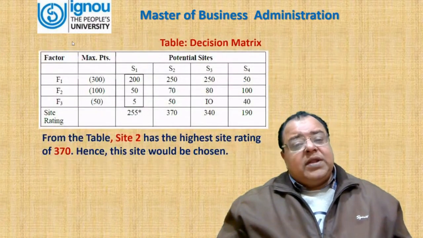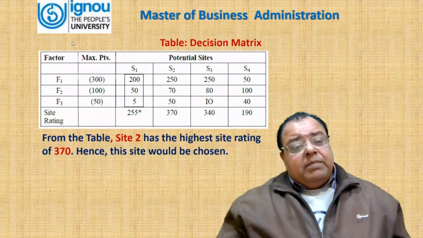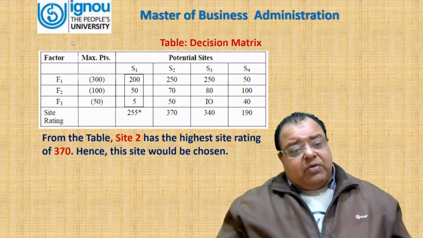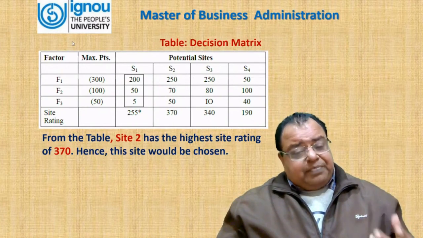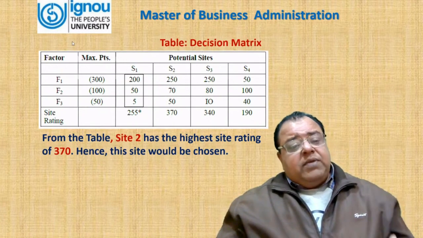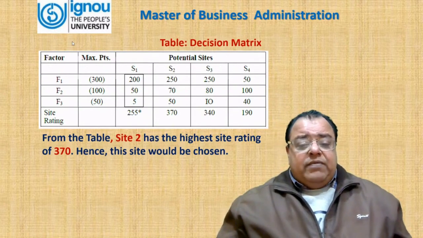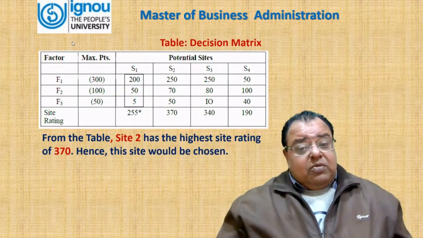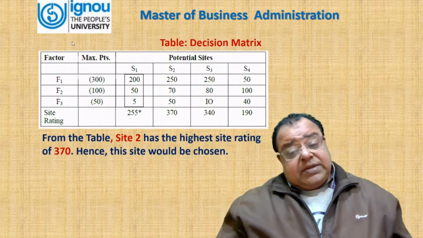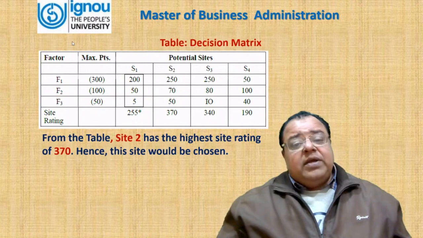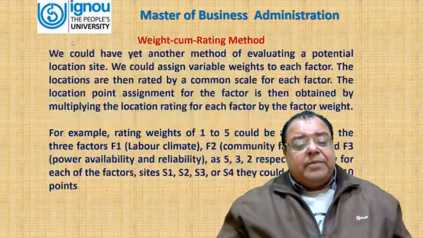We can see over here again a decision matrix, with maximum points as it was set: for factor 1, it was 300, factor 2, it was 100, and factor 3 was 50. So after placing the values, we found that site 2 has the highest site rating of 370. And in this case, with this method, we will be choosing site 2.